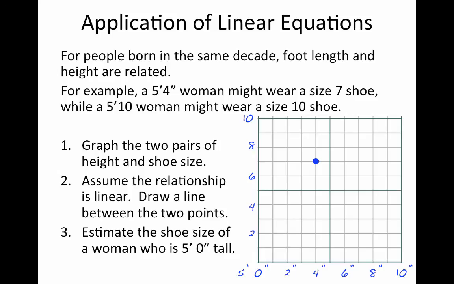The height is 5 foot 4 inches. The shoe size is 7. And the height is 5 foot 10 inches. The shoe size is 10. We can draw a straight line between those 2 points, and because we know they are related, we can estimate the shoe size of a woman who is 5 feet 0 inches tall. At 5 feet 0 inches tall, her shoe size must be about 5.